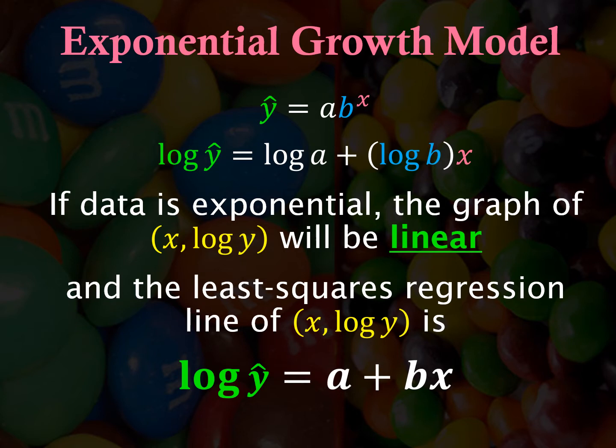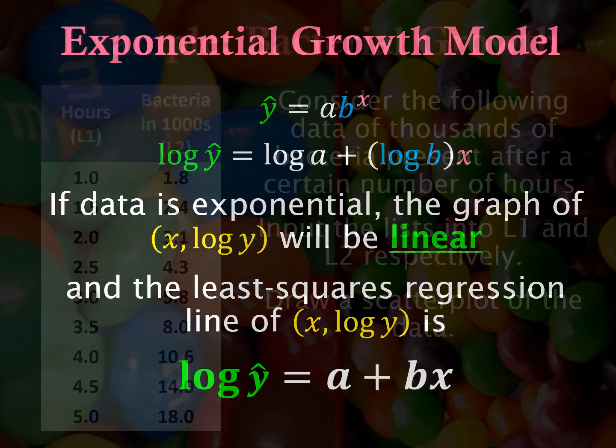And the least squares regression line of x comma log y is log of y hat equals a plus b to the x. Okay, so what you're doing is instead of plotting x and y and doing linear regression on x and y, you're going to be doing linear regression on x comma log y. So you'll take all the y values, take the log of all those y values, and then do linear regression on x and that list of the log of y values.